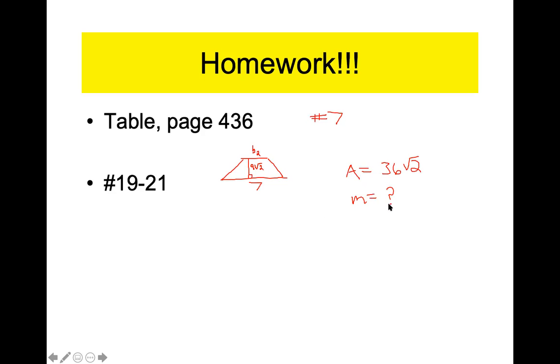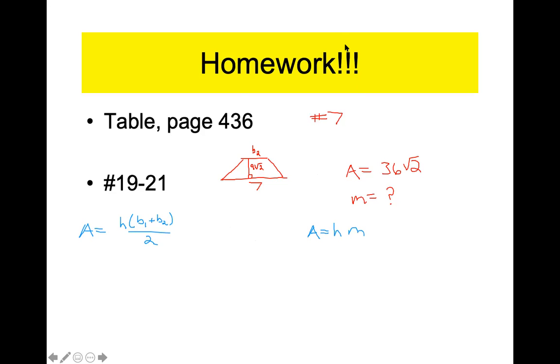All right. So obviously there are two question marks we got to figure out. We got to figure out what is base 2, and we got to figure out the median. So let's just handle it one at a time. You have two basic formulas. Area of a trapezoid is equal to the height times base 1 plus base 2 all over 2. And the second formula, area is equal to height times the median.